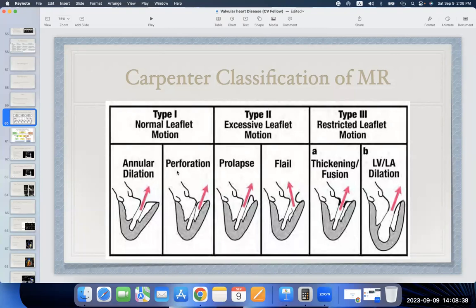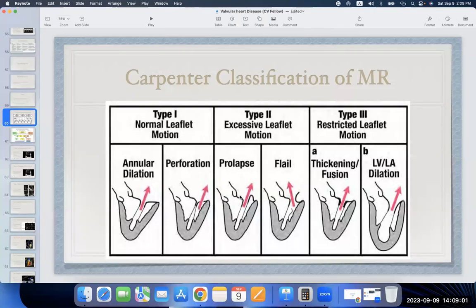It can also be secondary to perforation. This is also considered type 1, because the leaflet motion will be normal, but we have a perforation, usually secondary to infective endocarditis or something like that. Type 2 has excessive movement of the leaflet, like prolapse or flail. We see it with mitral valve prolapse.